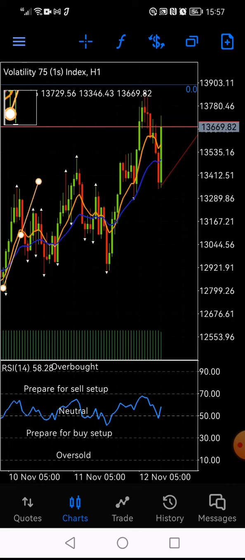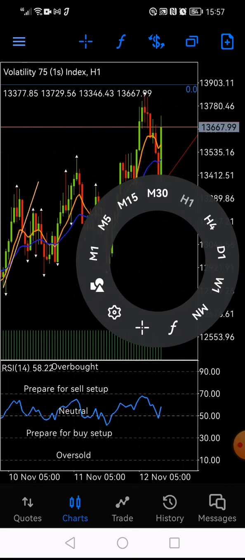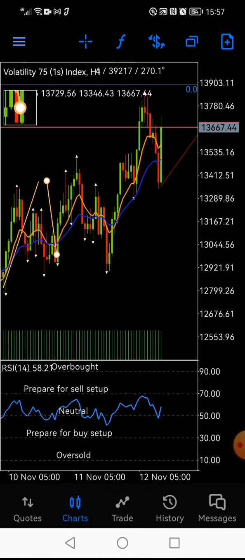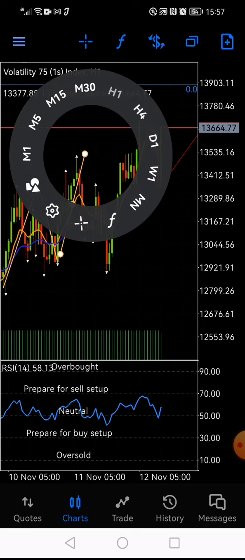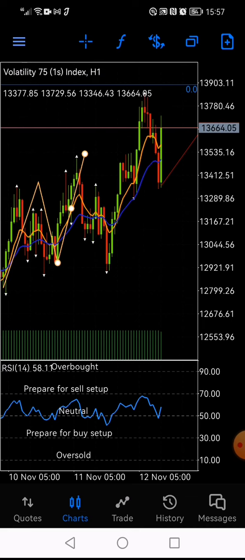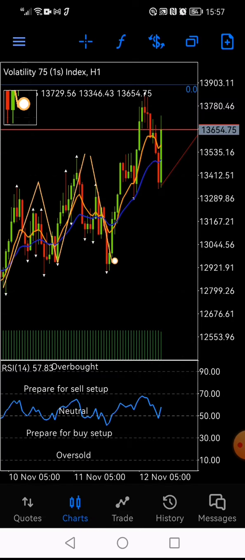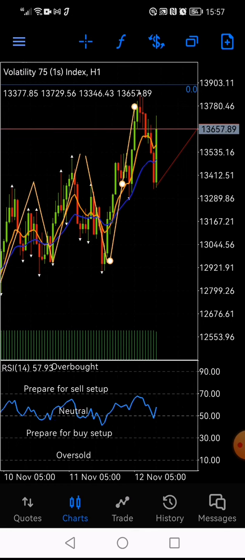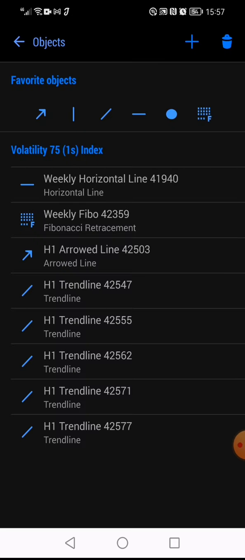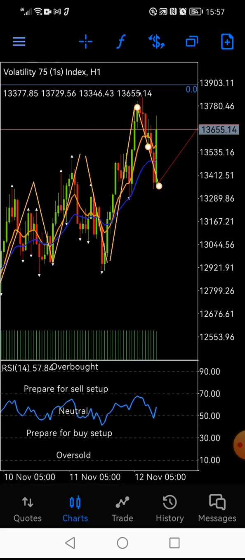up, down, up, down, up, down. When we're here, guys, we look for something called a lower low, or a lower high.